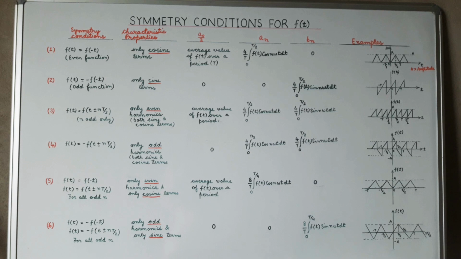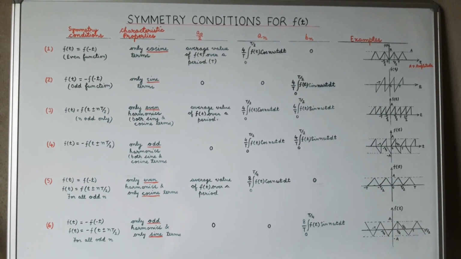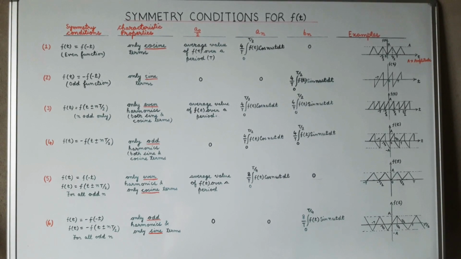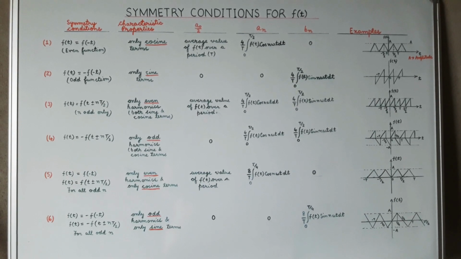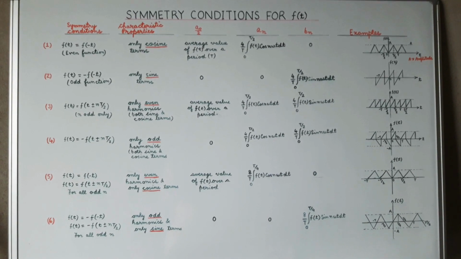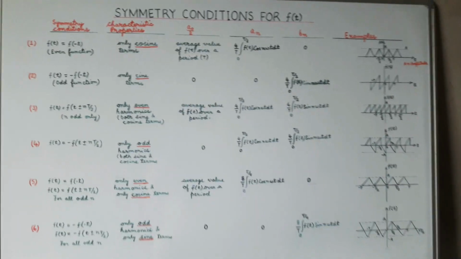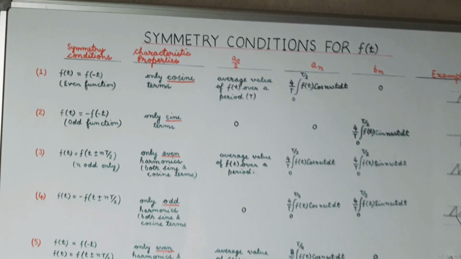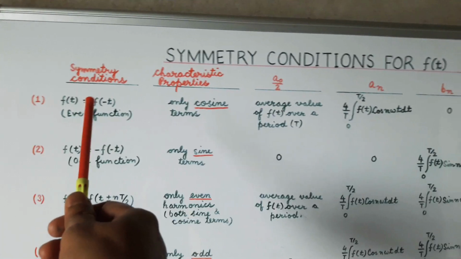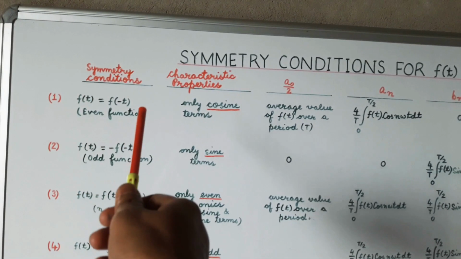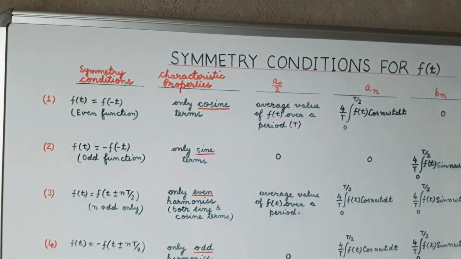Let us discuss all these symmetry conditions one by one and find out the characteristic properties, the values of the various coefficients of the given function. The first condition for symmetry is when a function f(t) is equal to f(-t). If this condition is satisfied, the given function will be known as an even function.